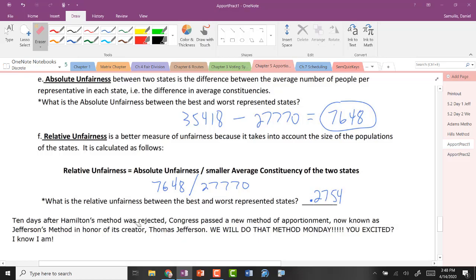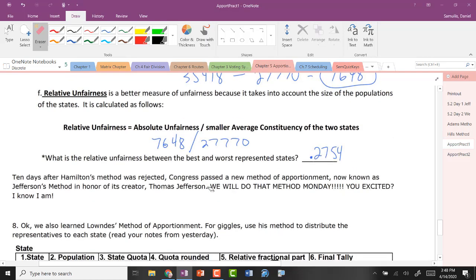All right, but anyway, 10 days after Hamilton's method was rejected, Congress passed a new method of apportionment, now known as Jefferson's method, in honor of, yes, that actual Thomas Jefferson. So we'll do that Monday. You excited? I know I am.